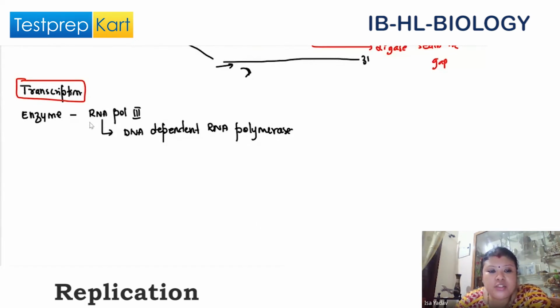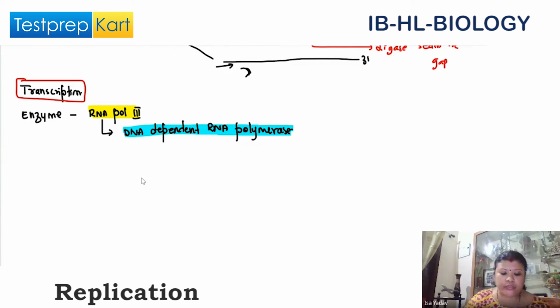So let's start with the process of transcription. In transcription, as I have said, RNA formation will take place in the presence of the enzyme RNA polymerase 3, and the other name of RNA polymerase 3 is DNA dependent RNA polymerase. When we say the process of transcription, we have to know that only a section of the DNA will undergo transcription.